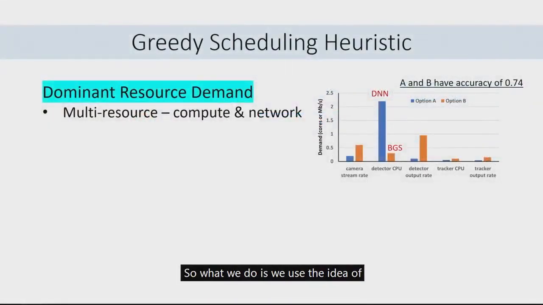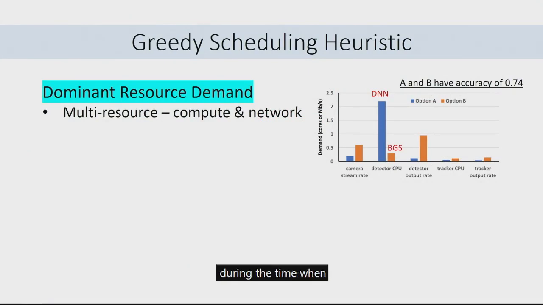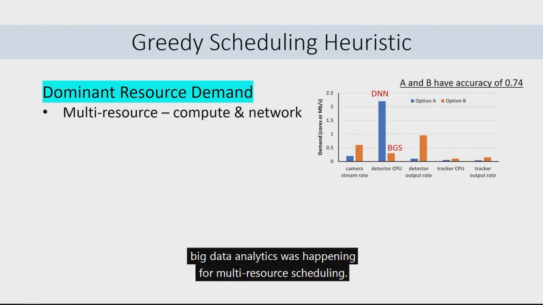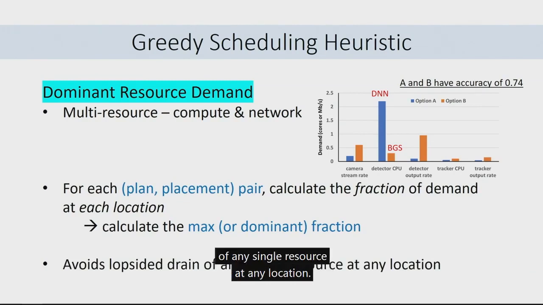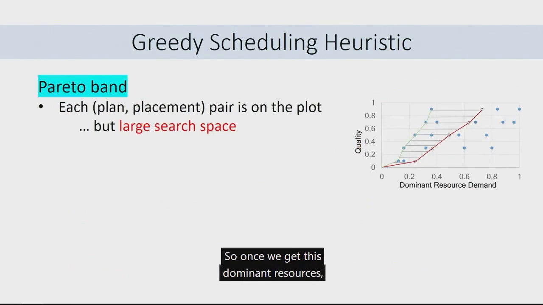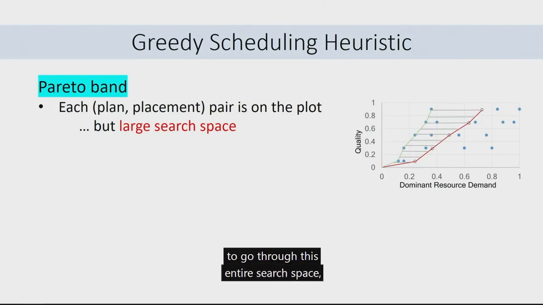And so what we do is we use the idea of a dominant resource demand for each combination of configurations and placement. And this is a concept that was roughly generated during the time when big data analytics was happening for multi-resource scheduling. What this allows is that the dominant resource demand avoids lopsided drain of any single resource at any location. So the dominant resource demand makes sure that we are using all the resources at all these various locations in an even-handed fashion. And so once we get this dominant resource, then we use a Pareto band that ensures that we don't have to go through this entire search space, but only a small fraction of the search space.